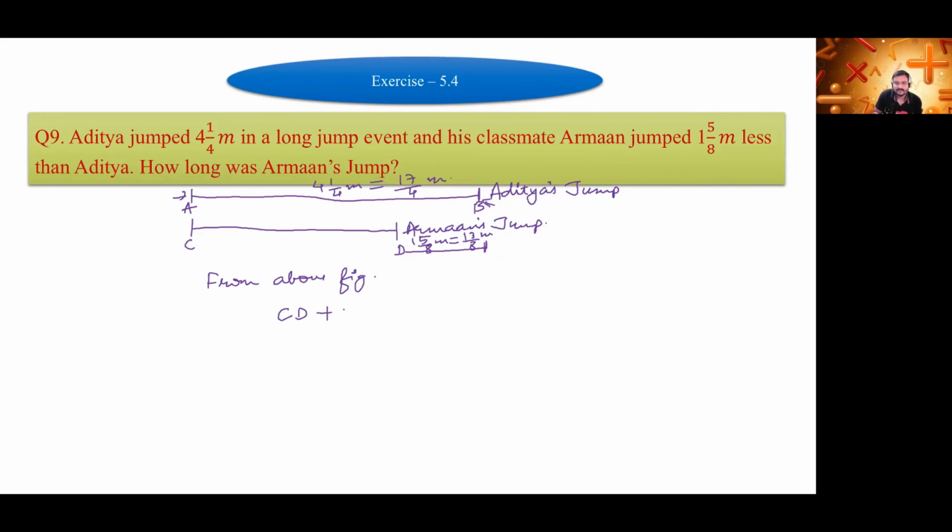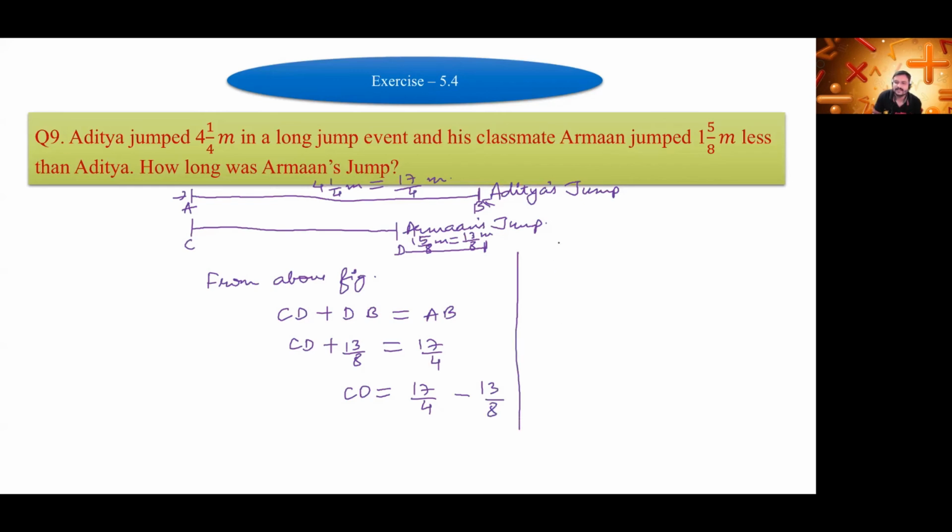CD plus DB is equal to AB. CD we have to find, so we will keep it as it is. DB we have is 13 by 8, which is equal to AB, which we have as 17 by 4. So CD will be 17 by 4 minus 13 by 8. Just solve it, you will get the answer.